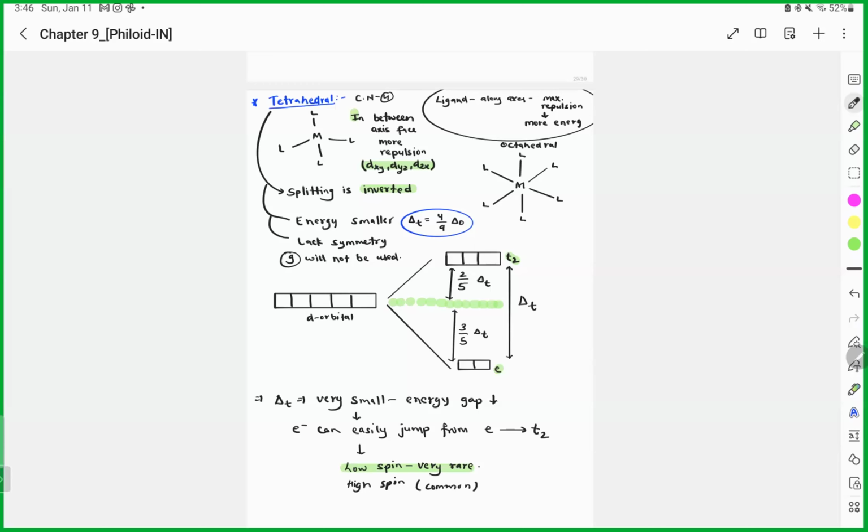Up to 3 electrons, there is no issue. From 4 to 7, a strong ligand will have more impact. Anything else? That's mostly it. In tetrahedral, the crystal field will be reversed and the energy will be very less, 4 by 9. There is no symmetry in tetrahedral, but square planar and octahedral have symmetry. Okay, and done.